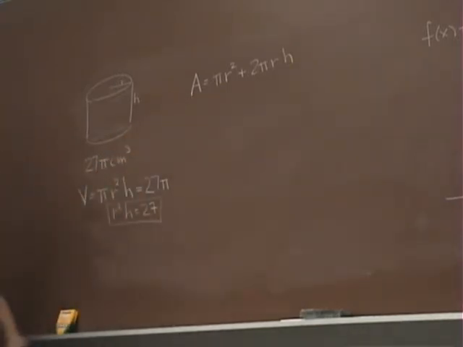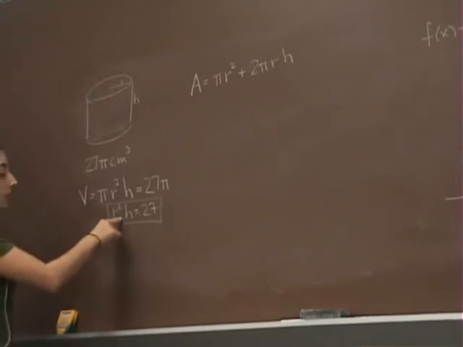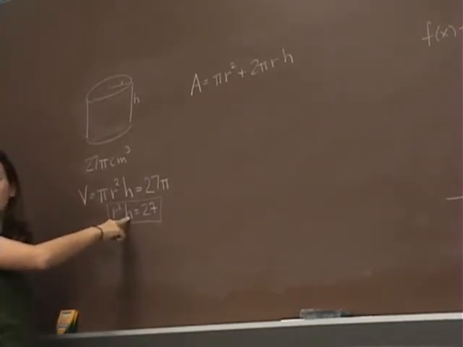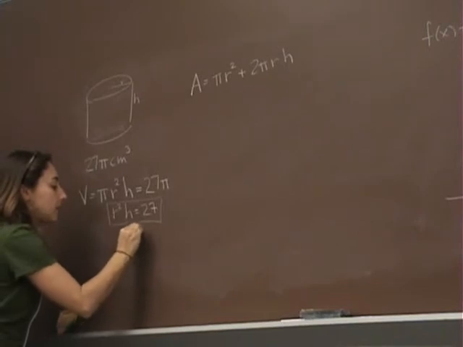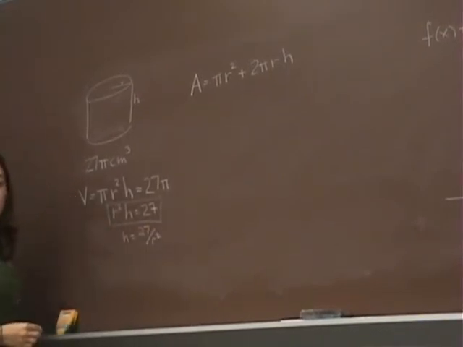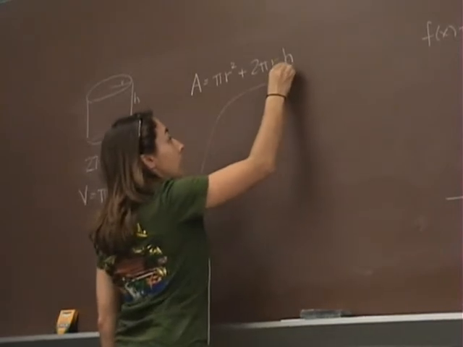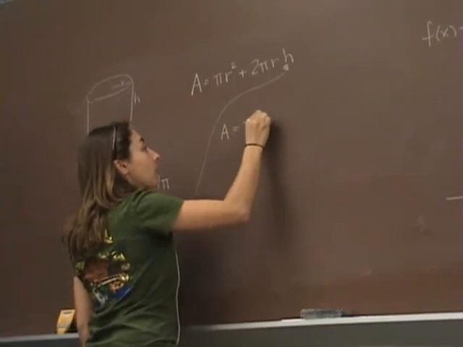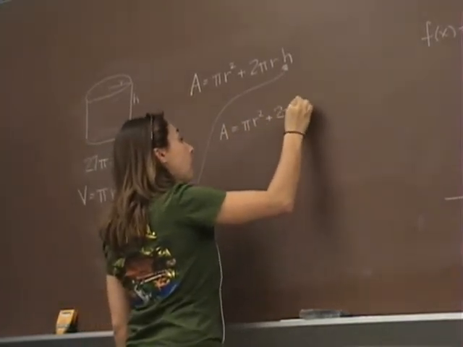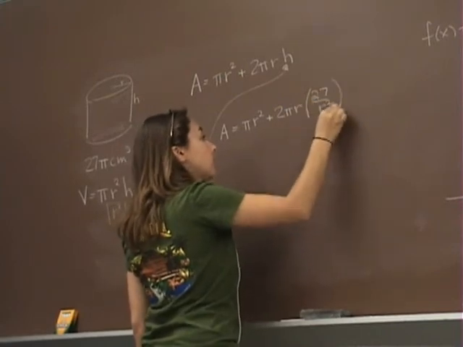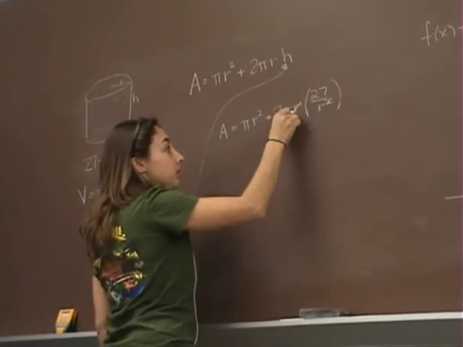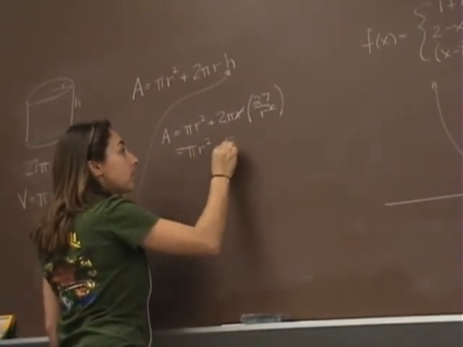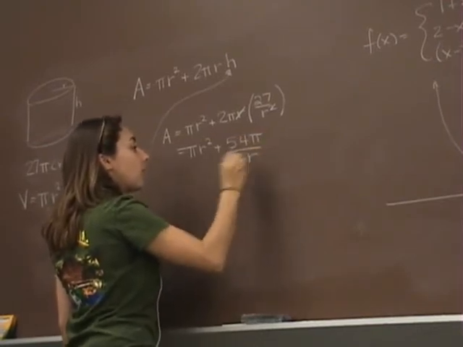Well, I don't want two variables, I just want one variable. So I can use this equation and solve it for one of the variables. It'd be easiest to solve for h, because the h isn't squared. So h equals 27 over r squared. Then I'm going to plug it in up here. So the area equals pi r squared plus 2 pi r times 27 over r squared. One of these r's cancels with one of those. So I end up with pi r squared plus 54 pi over r.